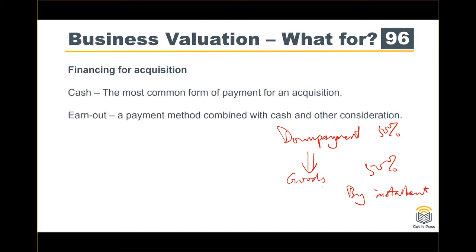Okay, say for example, you buy goods, you buy a certain machinery. When you buy it, first of all, you pay your down payment, say 50% of the lump sum of, let's say, 10 million. You pay 50%, meaning you pay 5 million first, and then for the other 50%, you pay it by installment or by some conditions.